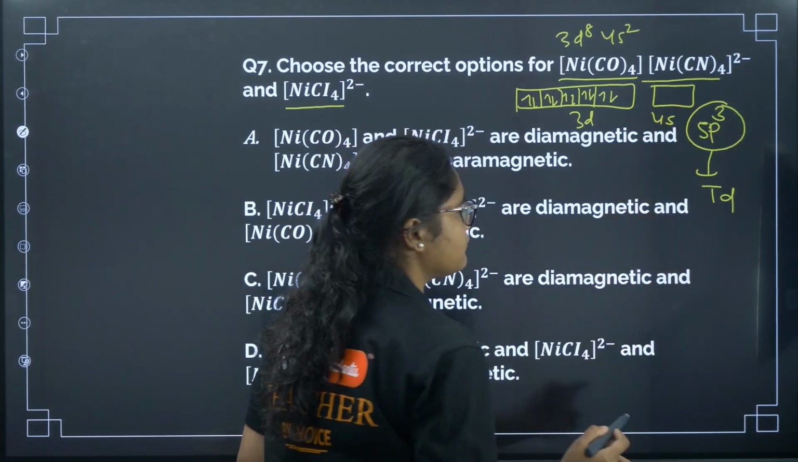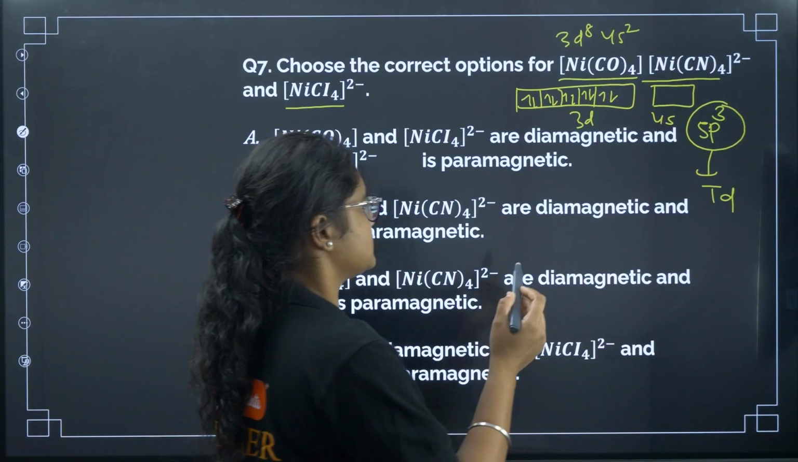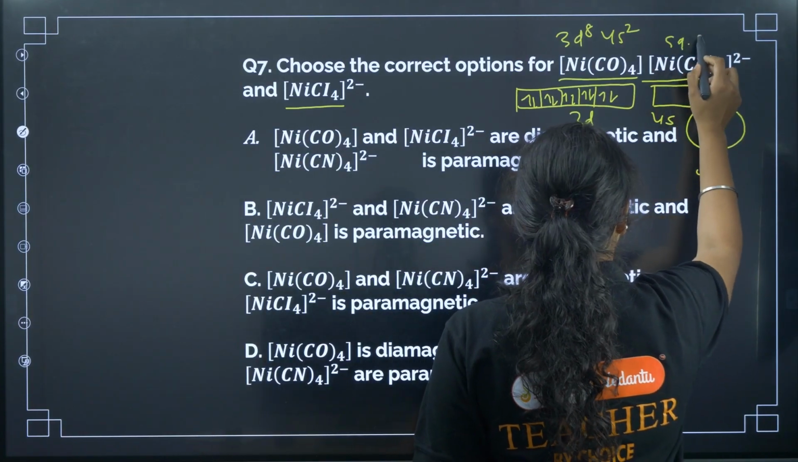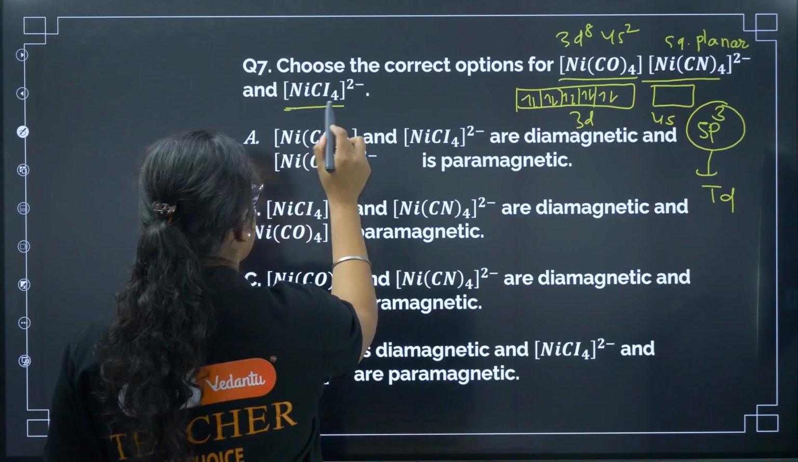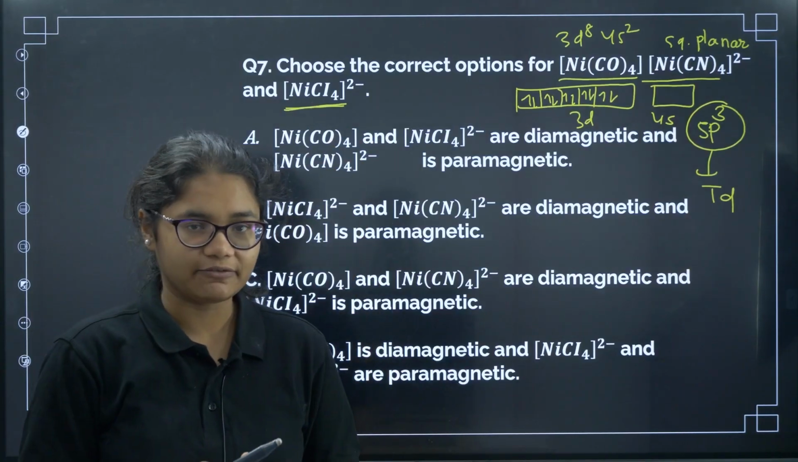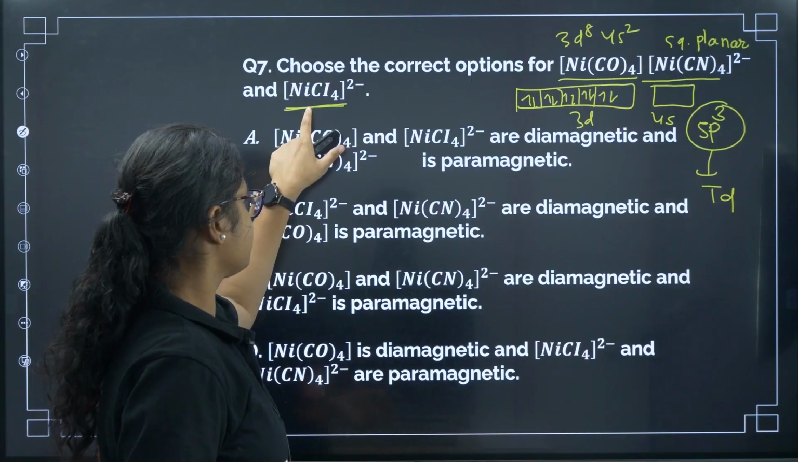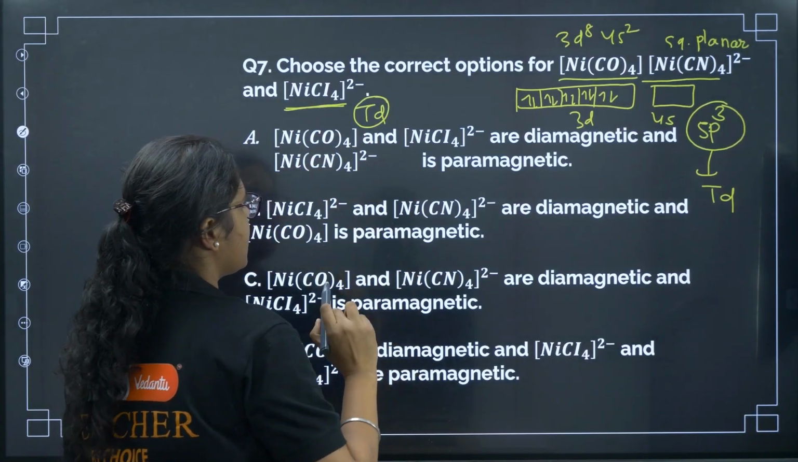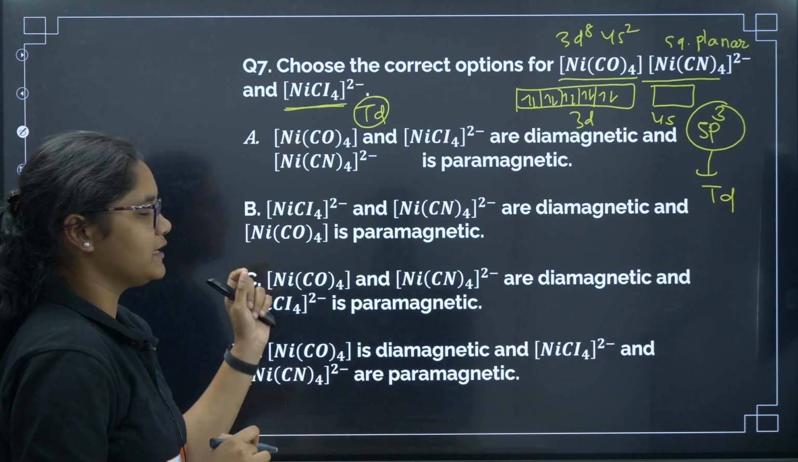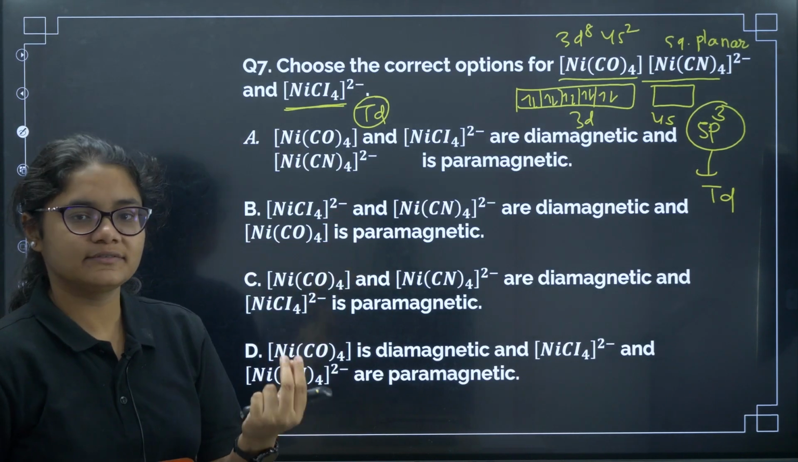Now [Ni(CN)4]2-, we know it is a strong field ligand. Here dsp2 hybridization will be there, so it will be square planar. Next is [NiCl4]2-. This is a weak field ligand, and weak field ligand means again we will have sp3 hybridization, and that is tetrahedral. So what I am getting is Ni(CO)4 and [NiCl4]2- will be tetrahedral, [Ni(CN)4]2- will be square planar.